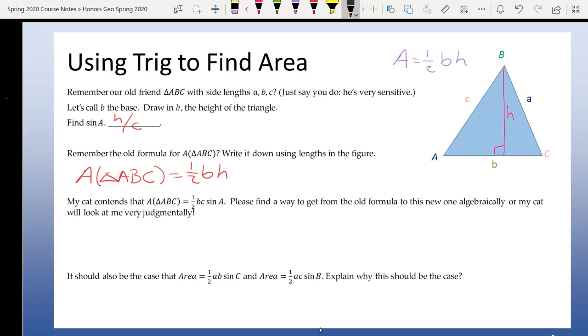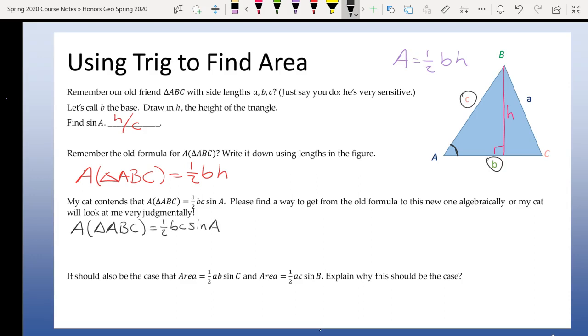But my cat, who's been staring at me non-stop for the last 12 days, is telling me that the area of triangle ABC can actually be written as 1/2 B times C times the sine of angle A. Well, we already have one formula for area, 1/2 BH. Let's see if we can transform my cat's formula into 1/2 BH and show that they're exactly the same thing.